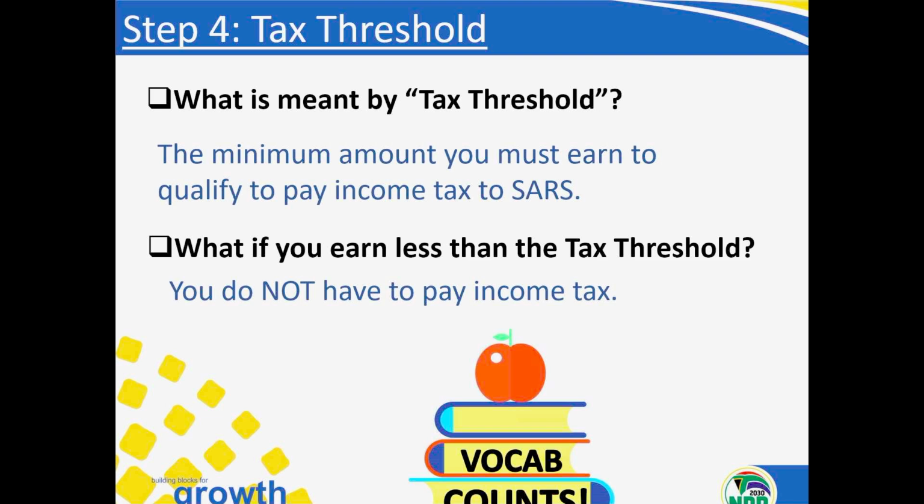So, step 4, tax threshold. What is meant by tax threshold? A tax threshold is the minimum amount you must earn to qualify to pay income tax to SARS. Remember, like I emphasized in the first video, vocab counts. It's an easy 2 or 3 marks that you have to secure in your exams. So make sure you know the key vocab in each of your topics.